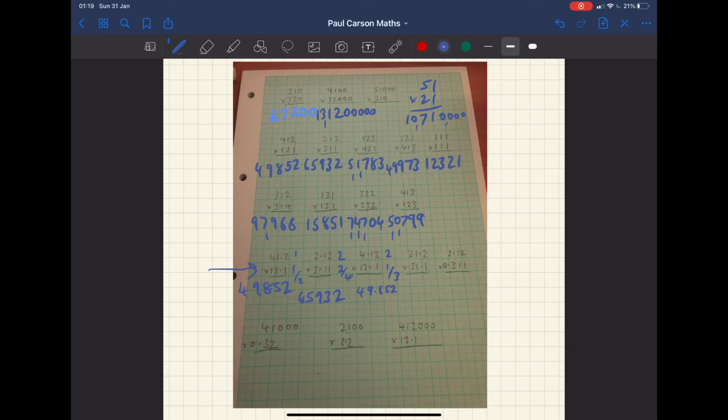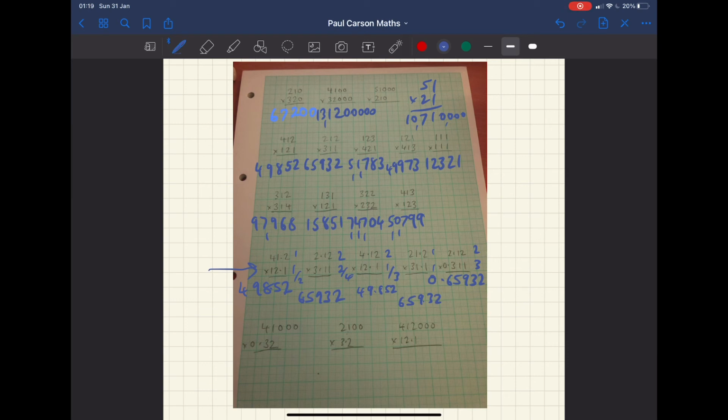21.2 times 31.1 is going to have the same answer, 65932. This time 2 decimal places. So 659.32. And similarly, 2.12 times 0.311 is going to be 65932, but with 5 decimal places this time. 2 plus 3 makes 5, so we get 0.65932.